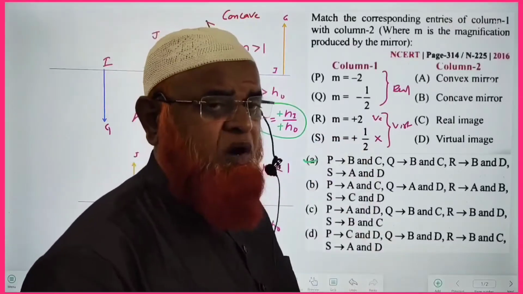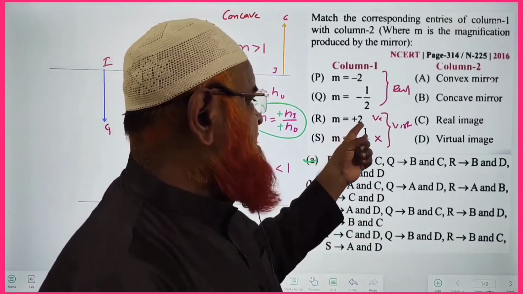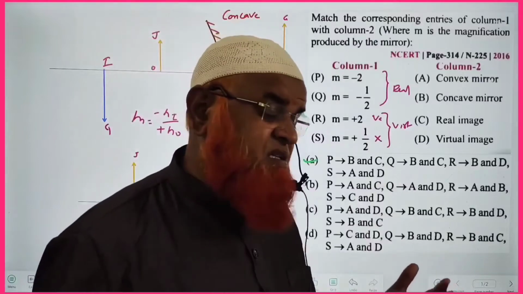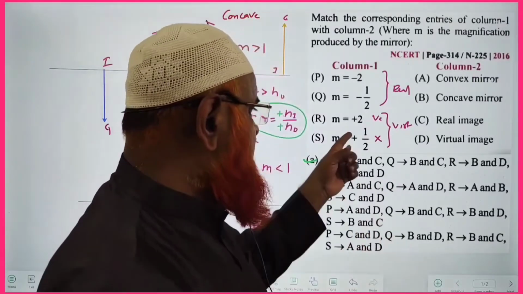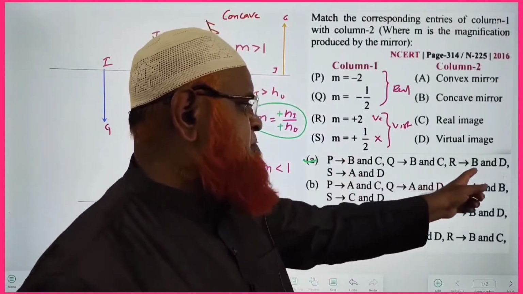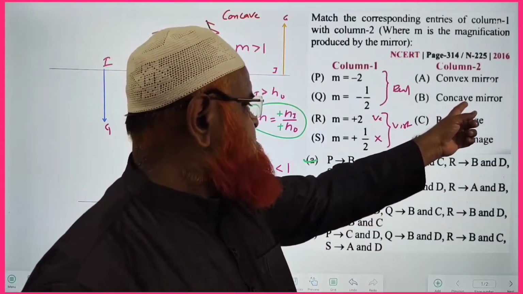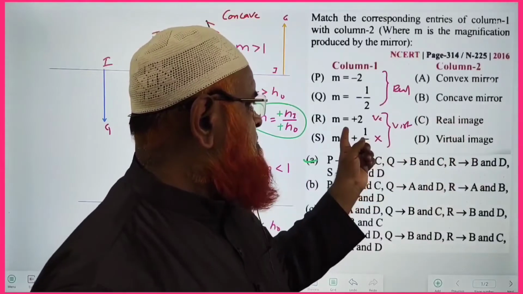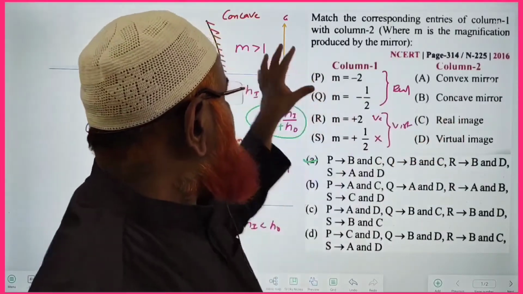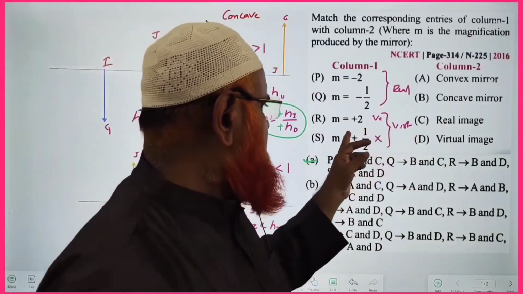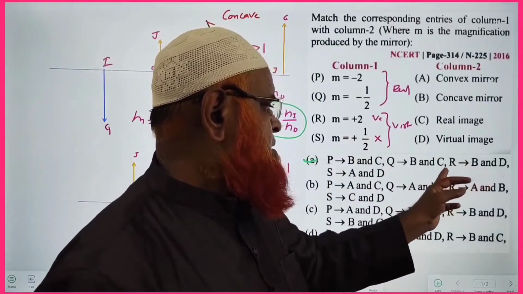M equal to plus 2, what does it mean here? M is equal to plus 2 means it's a case of a virtual image. So here, what are going to be B and D? B means it's a case of a concave mirror, plus 2. Yes, concave mirror. And also what else is giving?